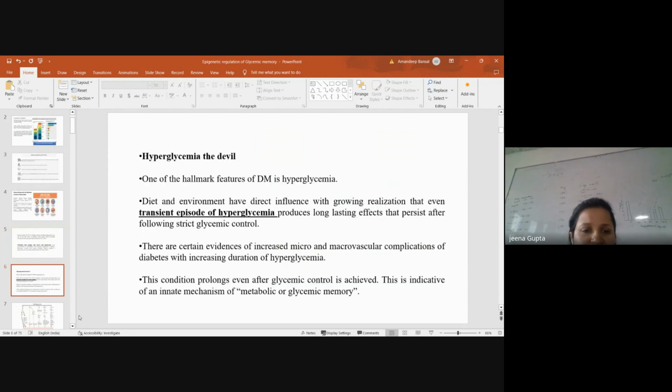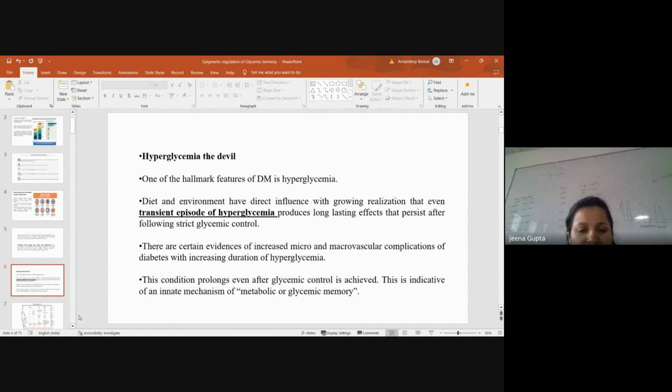So the major devil for diabetes mellitus is hyperglycemia. It is one of the hallmark features of diabetes mellitus. Diet and environment have a direct effect, with growing realization that even transient episodes of hyperglycemia produce long-lasting effects that persist even following strict glycemic control. That is what we call glycemic memory. Even a transient spike of glucose in the blood causes a long-lasting effect on our body.